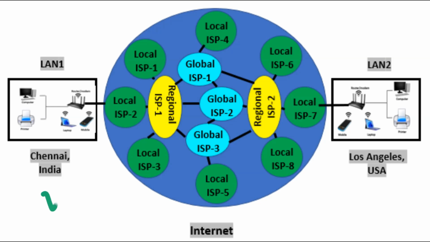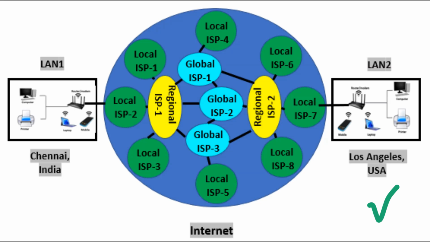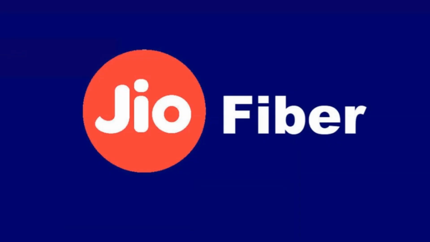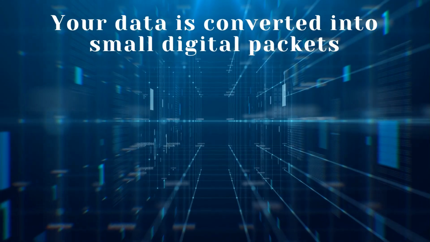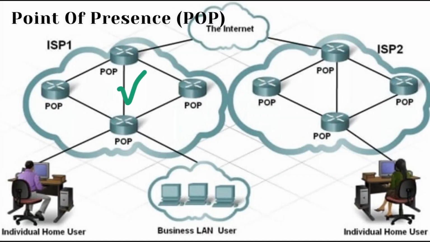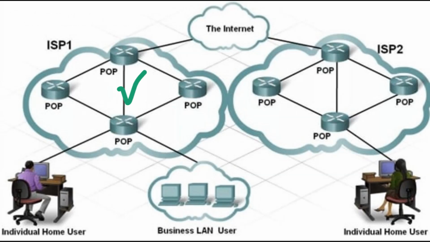Imagine you are sitting at home in Chennai, India, and sending a WhatsApp message to your friend who lives in Los Angeles, USA. Your phone connects to your home router, Wi-Fi. This Wi-Fi is provided by a local ISP, Tier 3 ISP, like Airtel, GeoFiber, or BSNL. Your data is converted into small digital packets and sent to your ISP's nearest point of presence, POP, a place where data starts its journey.